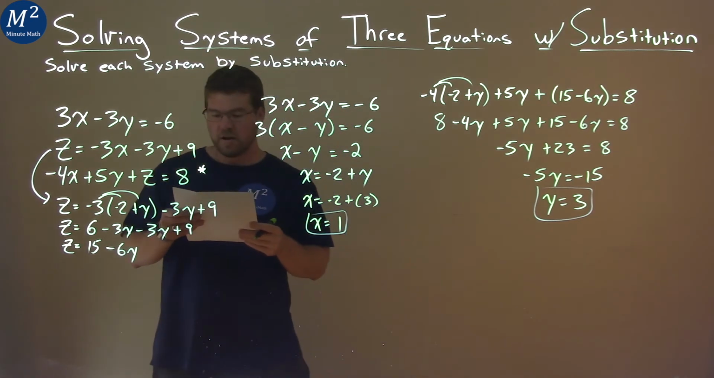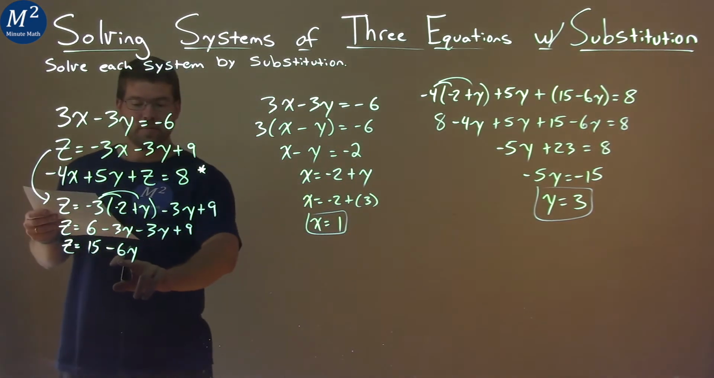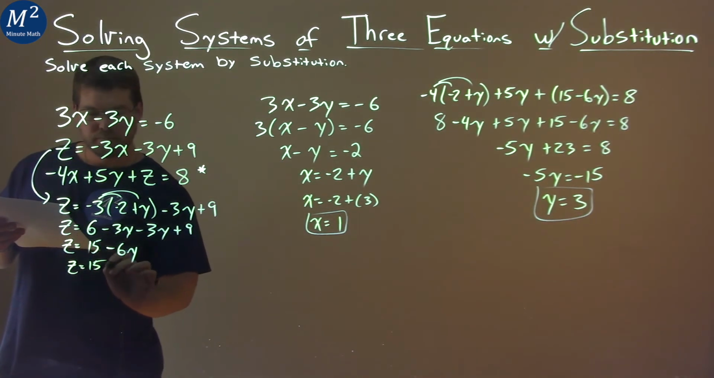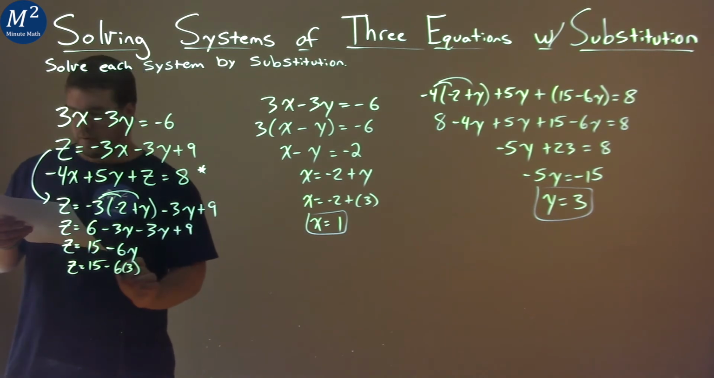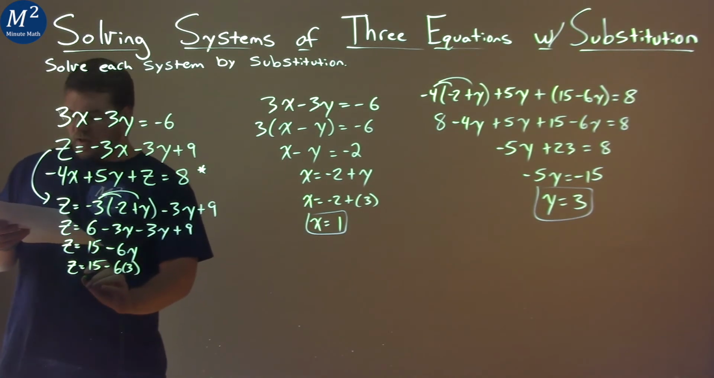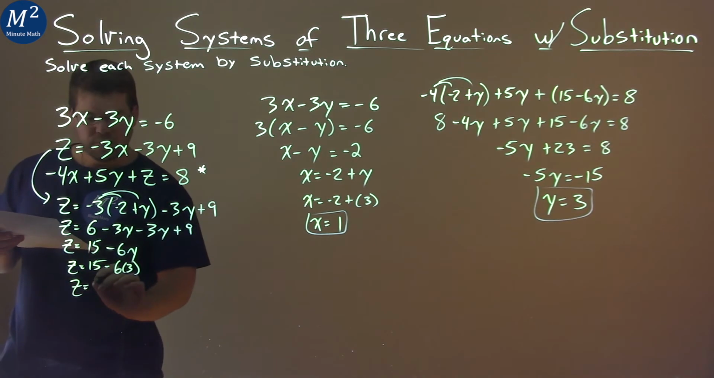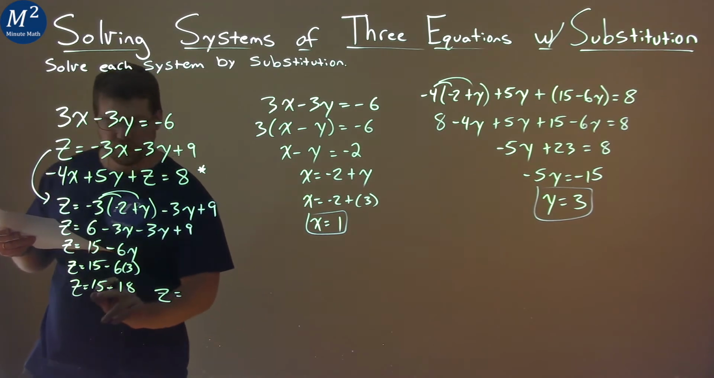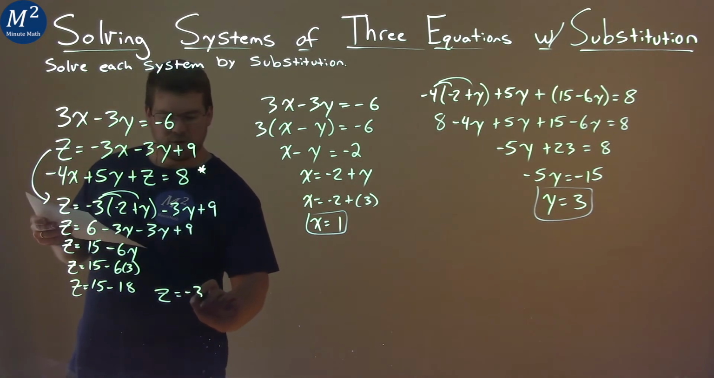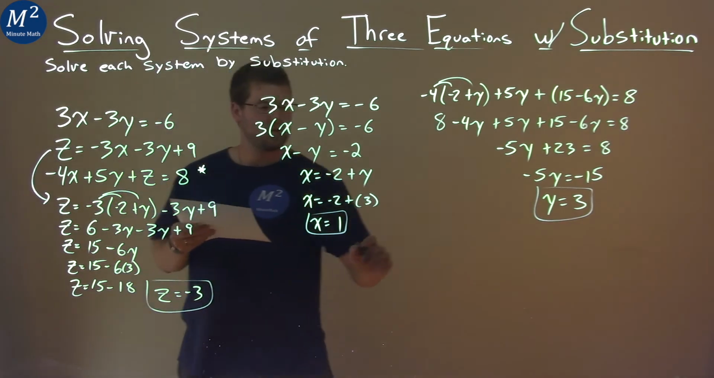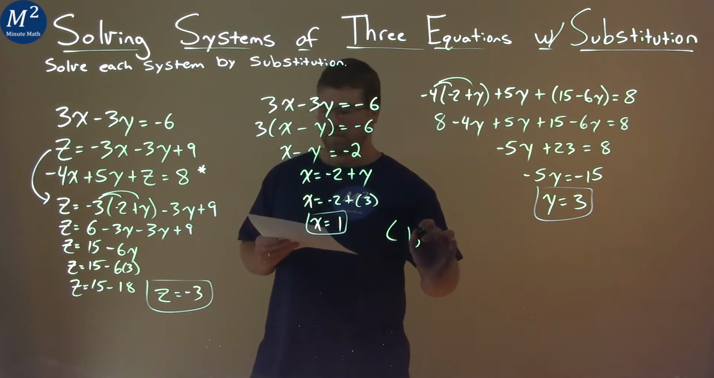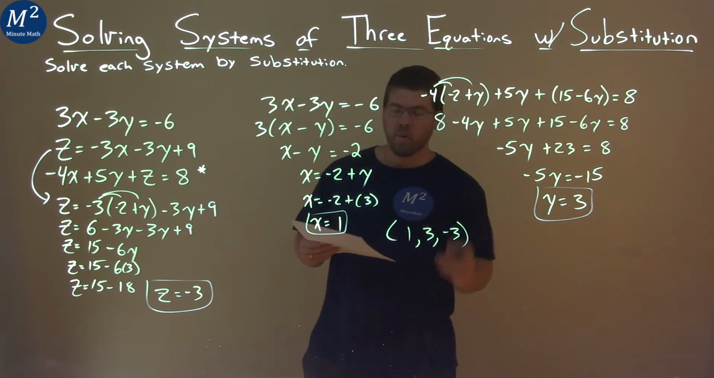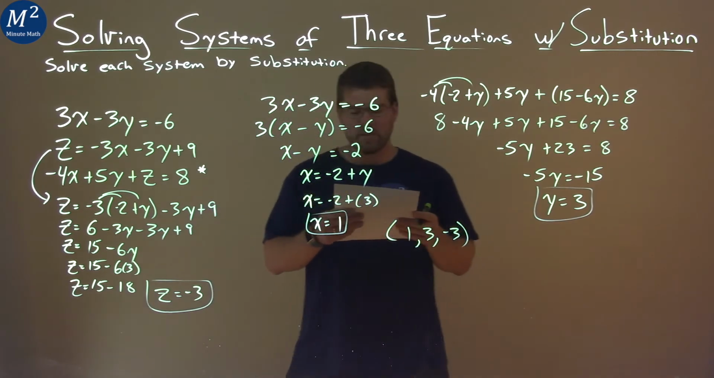Let's go find our z value. And z is equal to 15 minus 6y. So let's put that 3 in for this y here, and we simplify. Okay. z equals 15 minus 6 times 3, which is 18. So z is equal to 15 minus 18, which is a negative 3. So we can write this as a coordinate point: 1 for the x, 3 for the y, and negative 3 for the z. And that is our final answer. x equals 1, y equals 3, and z equals negative 3.